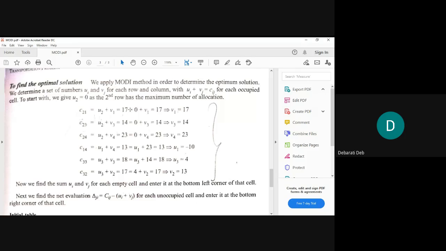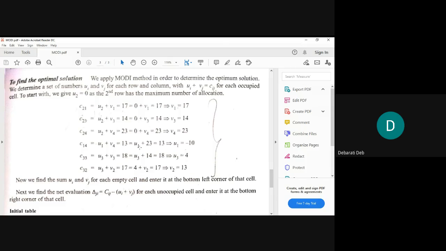Okay, after writing this line, we will start using this function ui plus vj equals cij. Since we have taken u2 as 0, if we start from the second row's calculation, it will be easier for us because we will know one of the values, either of u or of v. We have to know either of these values, only then we can proceed. So since we have taken u2 as 0, we will start with the second row's calculation.